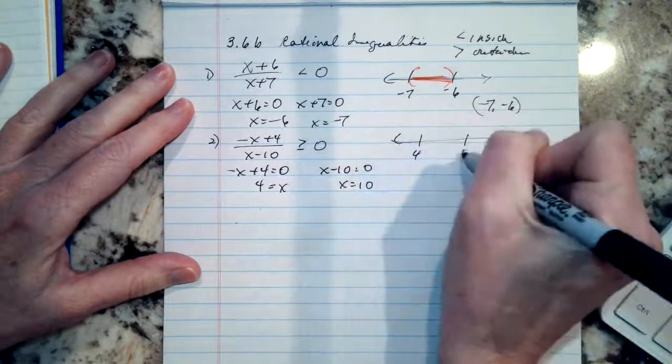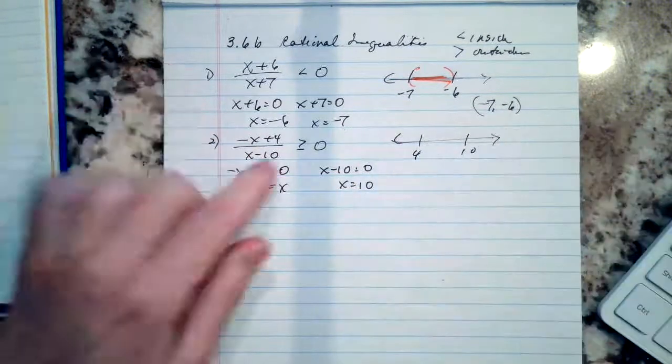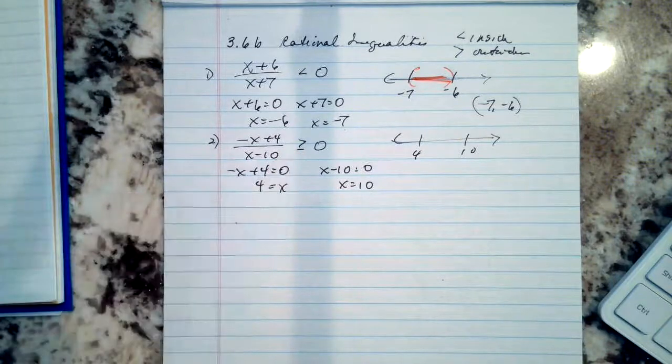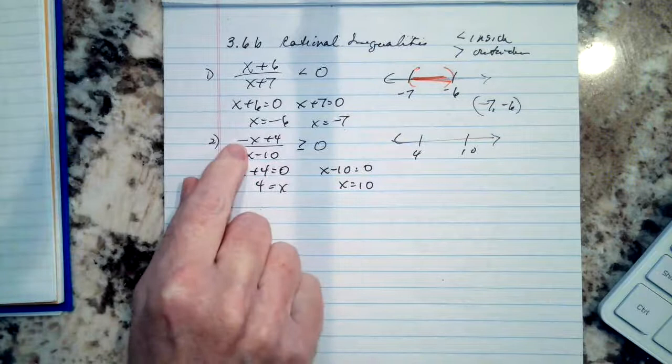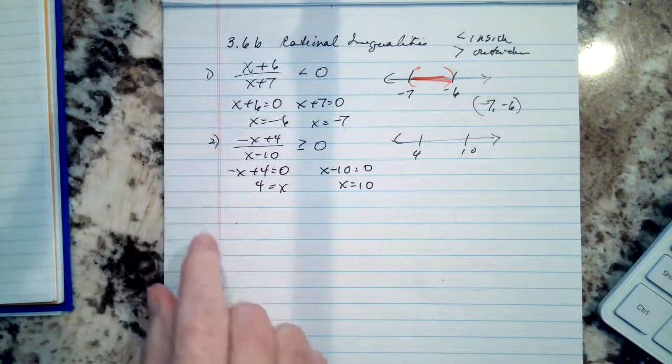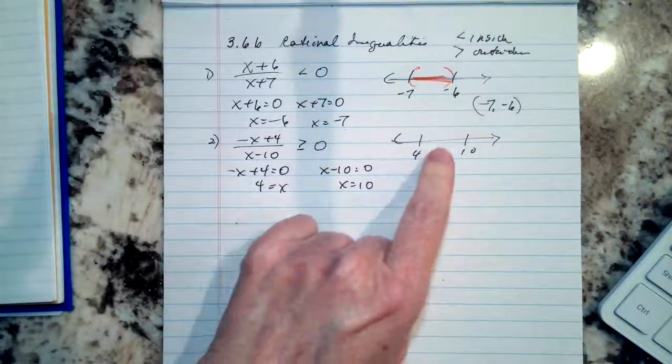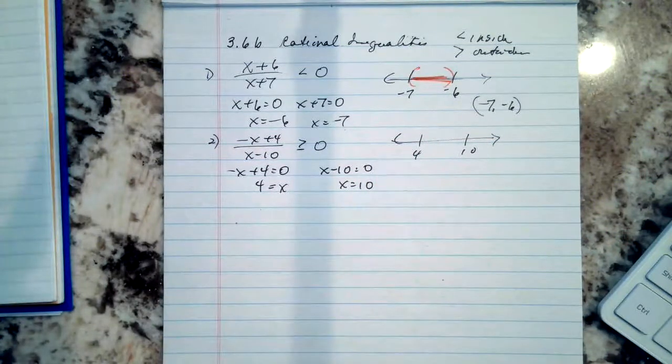So we have a 4 and we have a 10. And it says to shade the outside, but that's not always going to work because we've got a negative x, and that's going to throw some stuff. So what we want to do instead is check it. You're going to have to grab a point from one of the intervals. It doesn't matter where. You just have to keep track of what you're looking at.